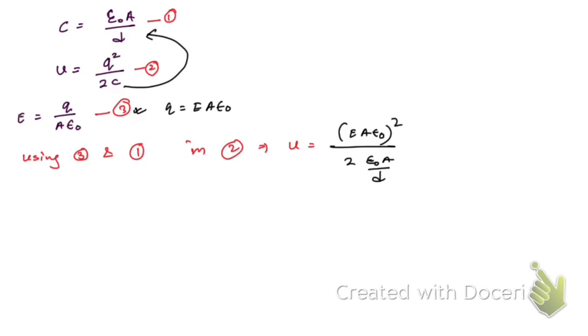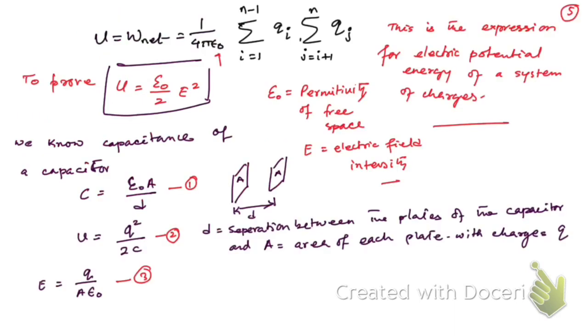Here let me tell you one more thing. This small u represents electric potential energy, but we are to prove this one. Let me write this capital U, okay? This capital U represents electrostatic potential energy density. So this capital U is nothing but small u by volume, okay? So electrostatic potential energy per unit volume. So let me consider it that way, okay?